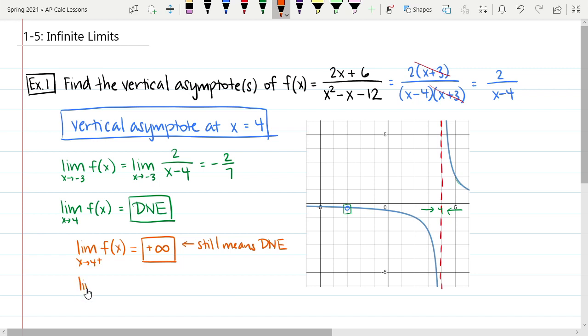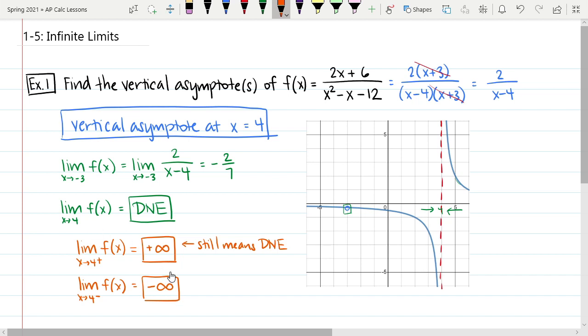Similarly, we can talk about the limit of f of x as x approaches 4 from the left side. Again, if we go back to this graph, if I'm approaching 4 from the left side, we can clearly see that the function values are decreasing without bound. They're going downward forever. So in this situation, the limit of f of x as x approaches 4 from the left, we could say is negative infinity. And again, that still means that the limit does not exist, but we're just able to describe more specifically exactly what is happening here. So when we put that negative infinity, we're just saying that the function continues to decrease in value as we approach 4 from the left side.